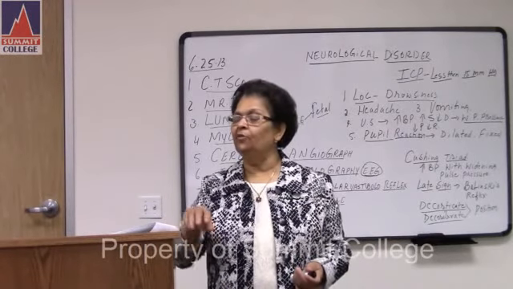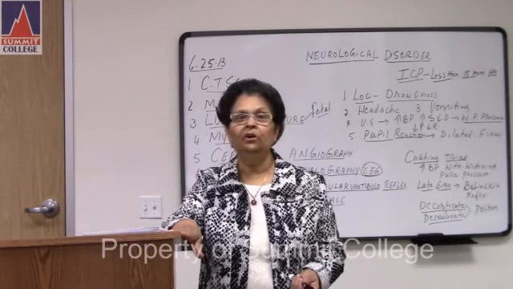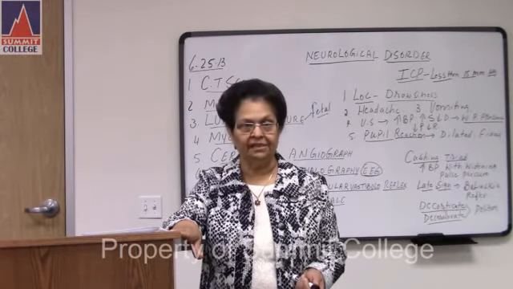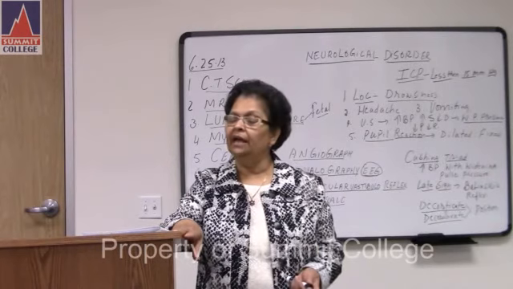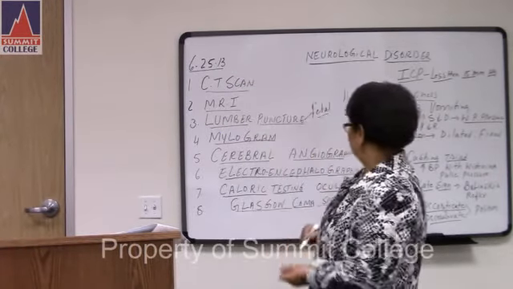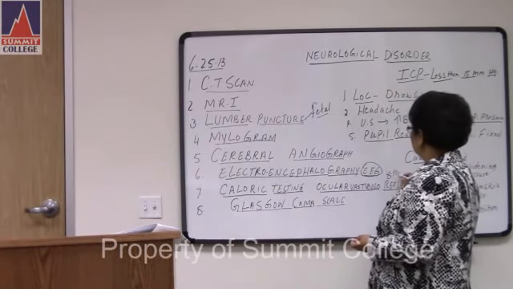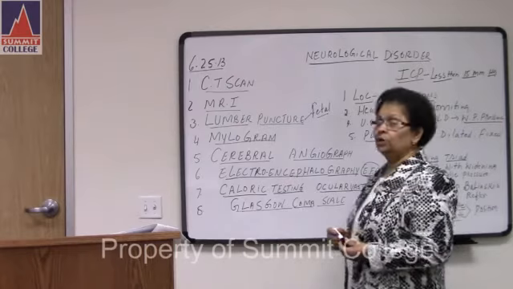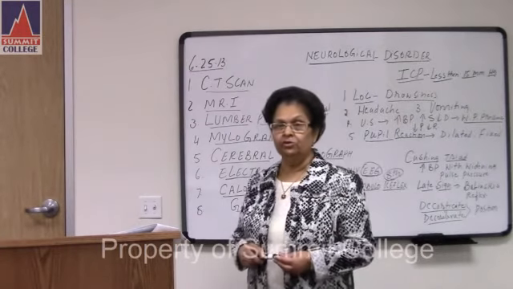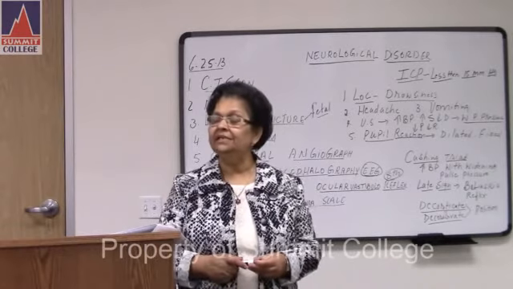Next is caloric testing and oculovestibular reflexes. This test is done for checking, I want you to write down, the 8th cranial nerve. So when they're doing this test, they're checking the 8th cranial nerve, and this also goes in the ear to see if the ear is functioning. So what is this test?